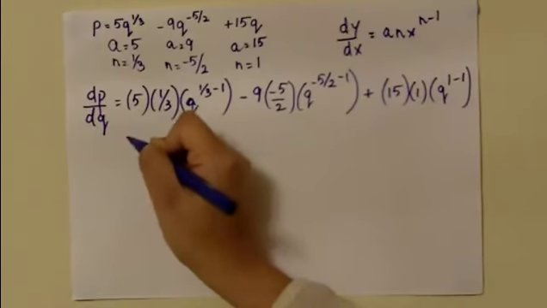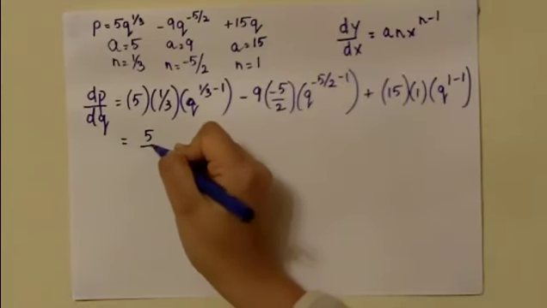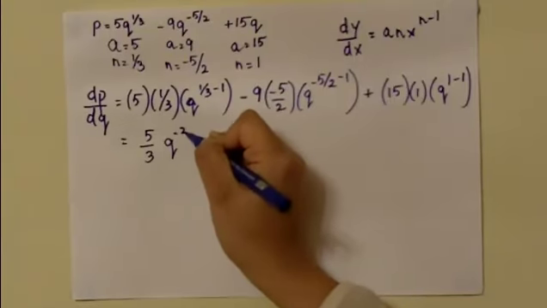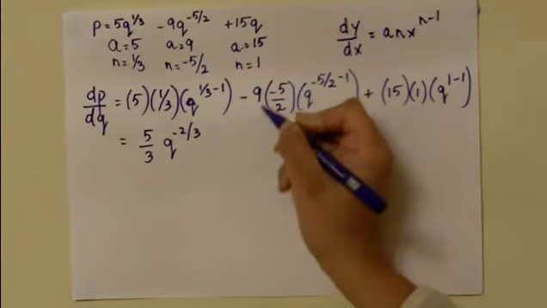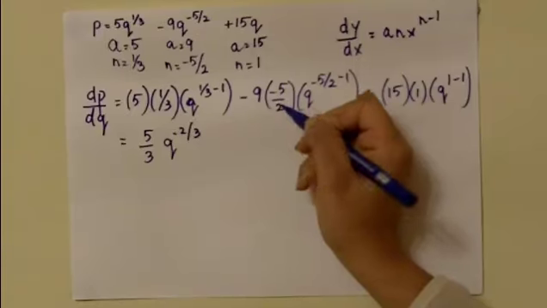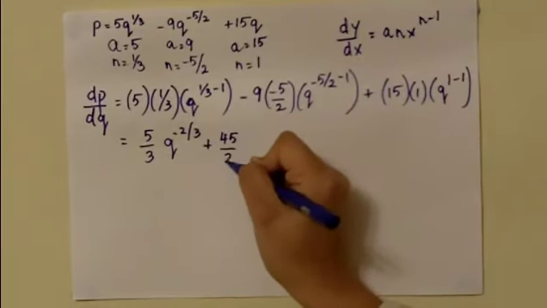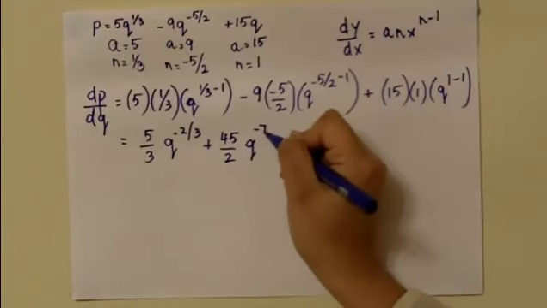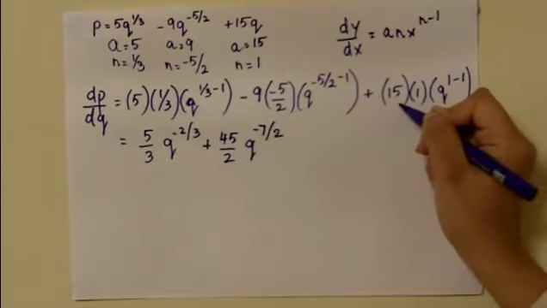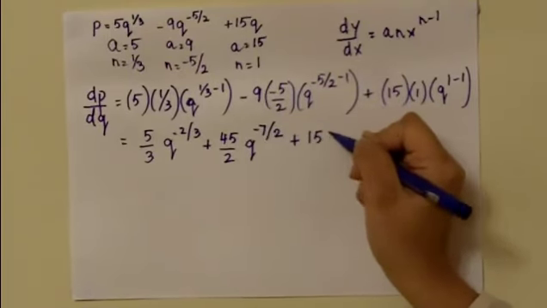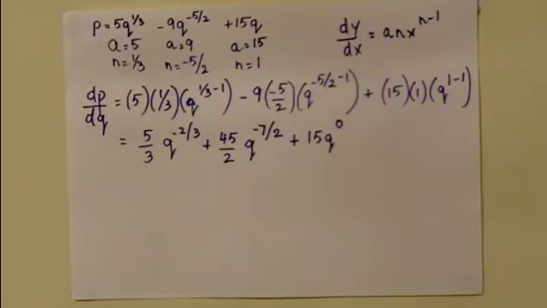5 times 1 over 3 becomes 5 over 3, q to the power of 1 over 3 minus 1 is minus 2 over 3. Minus 9 times minus 5 over 2 is plus 45 over 2, q to the power of minus 7 over 2, plus 15 times 1 is 15, q to the power of 0.